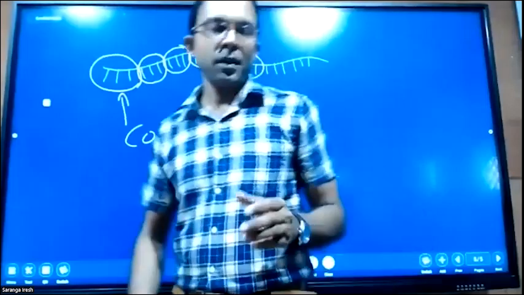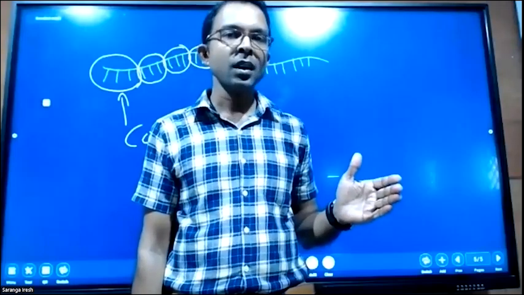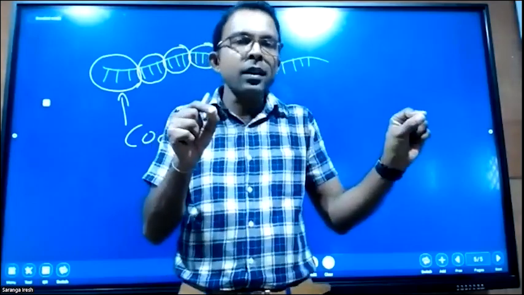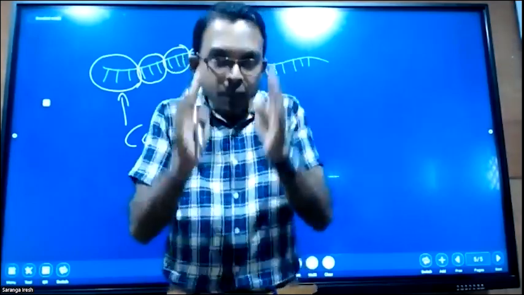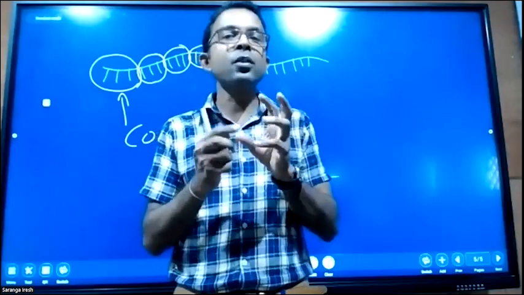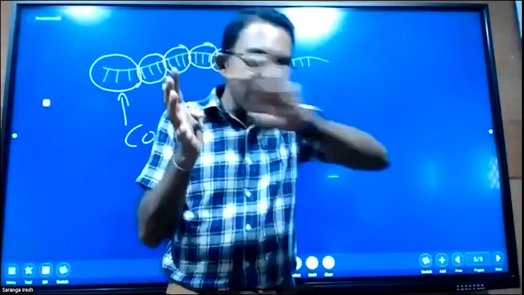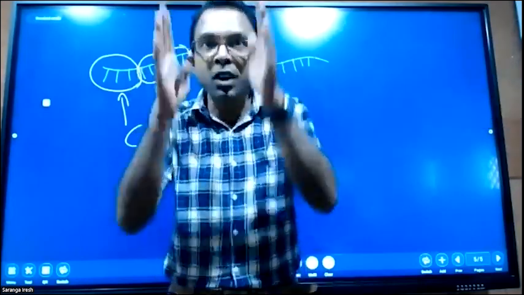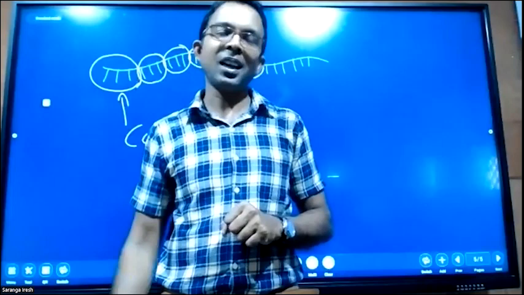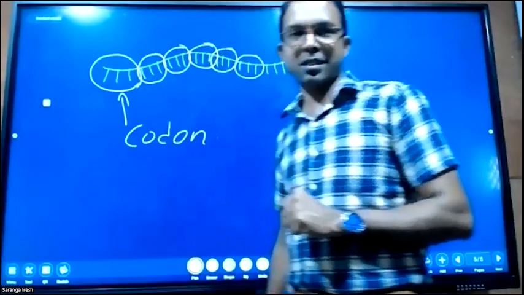Because in the next step I am going to explain the translation process. During the translation process, this mRNA molecule is read by the ribosome as base triplets. Now the ribosome is going to read this mRNA sequence. When the ribosome is reading the mRNA sequence, it is reading as base triplets, three by three. That is why we said that the bases in mRNA are arranged as codons.